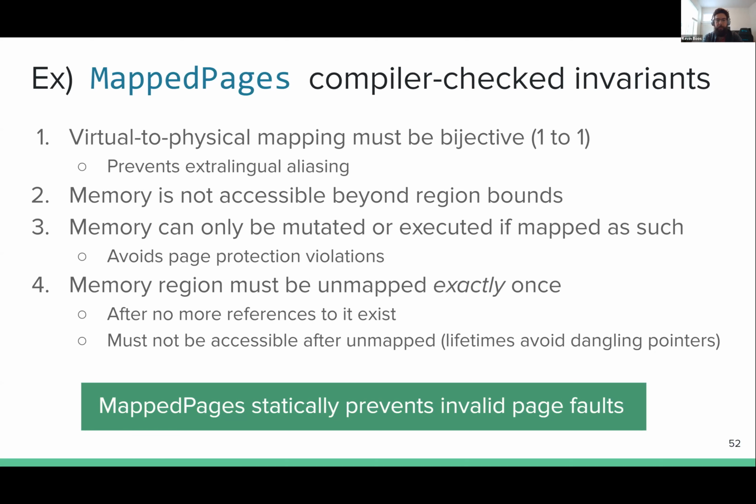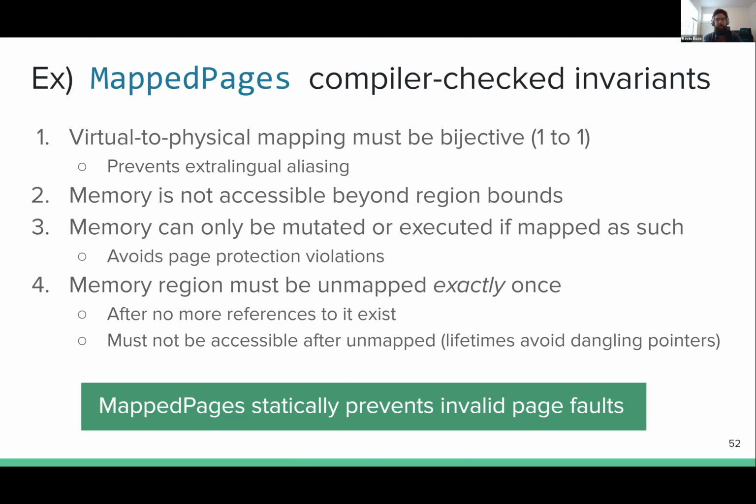So this is something to do with page tables. And then you also make sure that it gets unmapped exactly once, only after everyone's done using it, and then it can't be accessed after being unmapped, right? So that's avoiding dangling pointers. So the idea behind MappedPages is we're empowering the compiler to basically guarantee that for all memory regions, including ones that it doesn't know about ahead of time, like the stack and the heap, there's no way you can invalidly use it, and you're not going to have any weird seg faults or anything as a result of using that memory. Right?